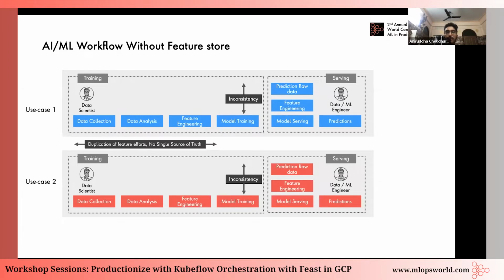Now let's give an example of how an AI/ML workflow works without a feature store. Take use case one. A data scientist starts their journey with data collection and data analysis, then feature engineering and model training. The ML data engineer takes the raw data, does the feature engineering, and does the model serving and prediction. So there is a lot of inconsistency in the first use case. Now, the second data scientist again does some data collection, data analysis and feature engineering on the same sort of data. So there is a duplication of feature efforts.